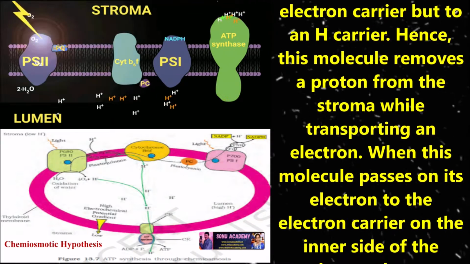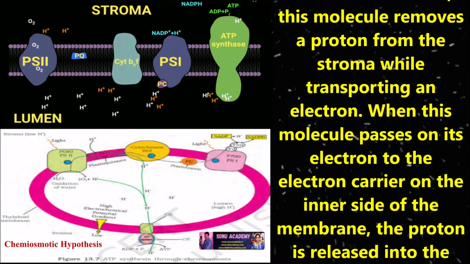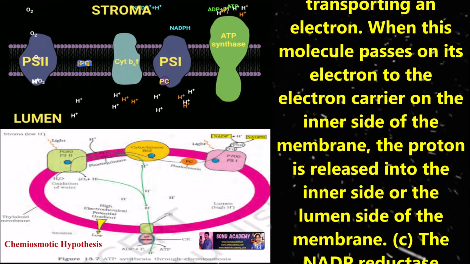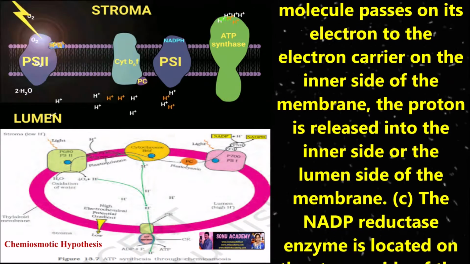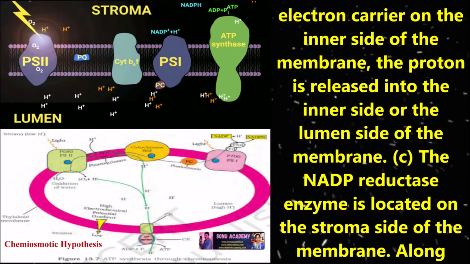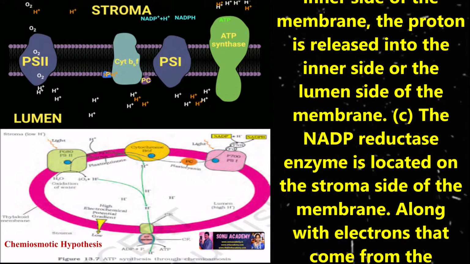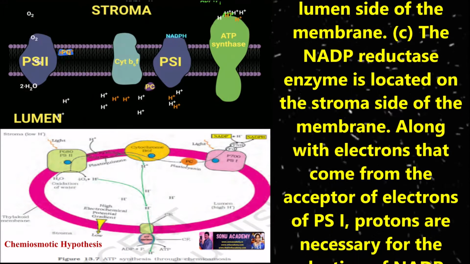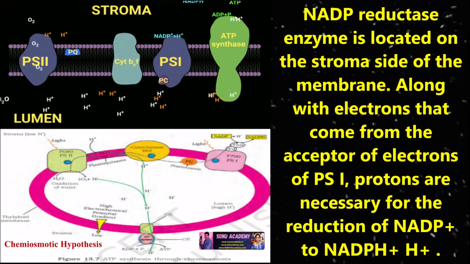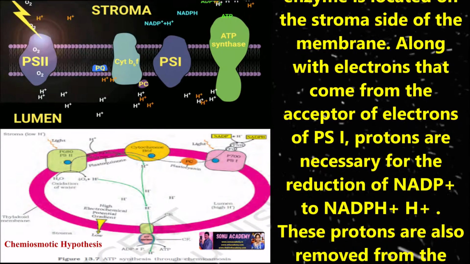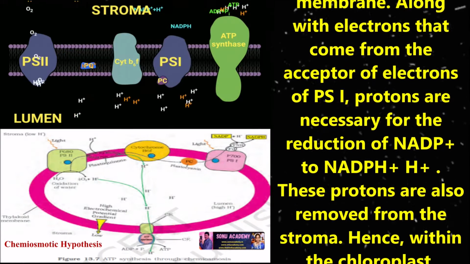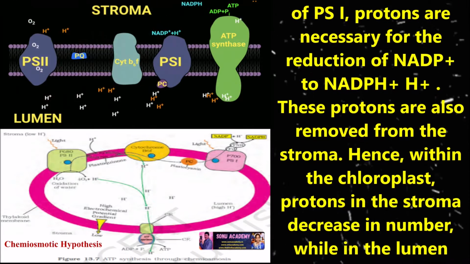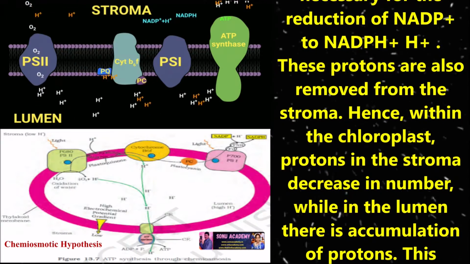Then, the NADP reductase enzyme is located on the stroma side of the membrane. Along with electrons that come from the acceptor of electrons of PS1, protons are necessary for the reduction of NADP+ to NADPH+H+. These protons are also removed from the stroma. Hence, within the chloroplast, protons in the stroma decrease in number, while in the lumen there is accumulation of protons. This creates a proton gradient across the thylakoid membrane as well as a measurable decrease in pH in the lumen.